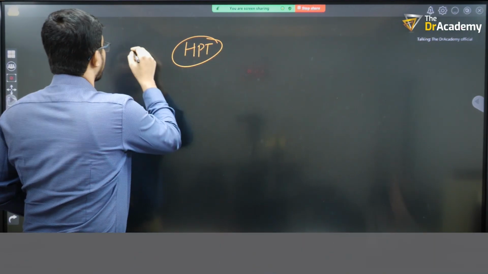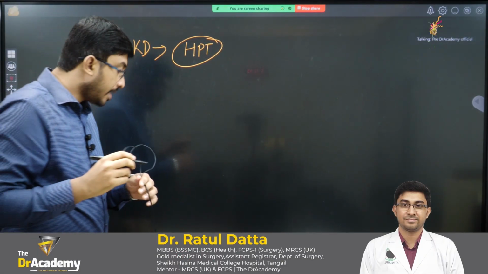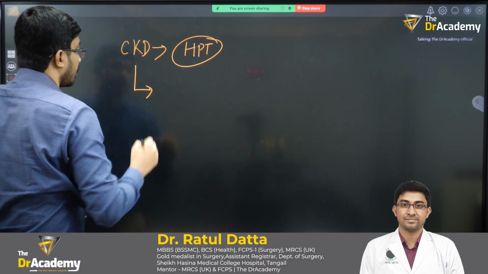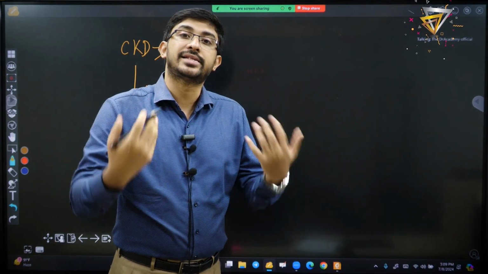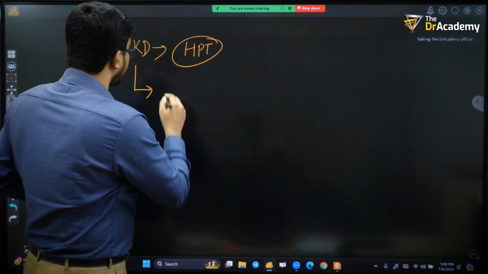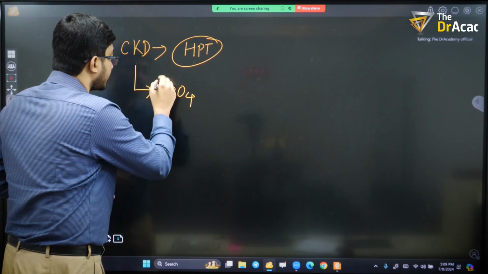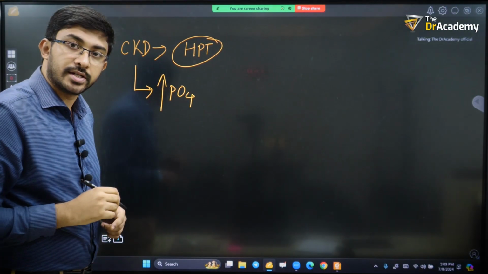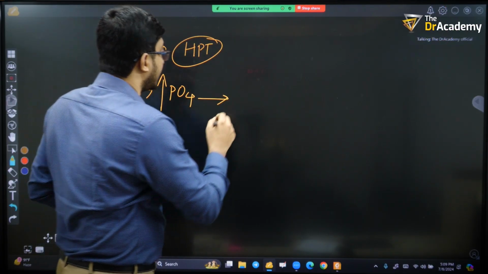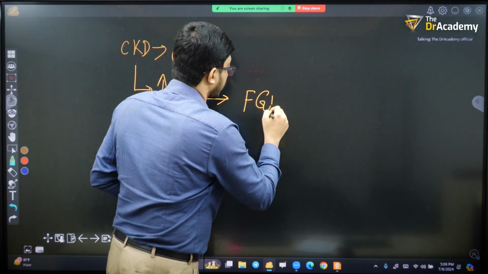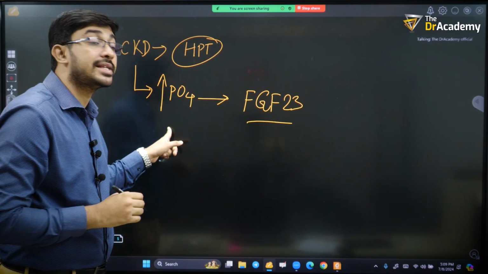Hyperparathyroidism. Why does hyperparathyroidism occur with chronic kidney disease or chronic renal failure? Okay. So in chronic renal failure, we know normally kidney tries to reabsorb calcium and excrete phosphate. In chronic kidney disease, phosphate cannot be excreted properly, so there is increased level of phosphate. This is hyperphosphatemia. And this phosphate excretion is largely related to a factor called fibroblast growth factor 23. It helps excretion of phosphate.